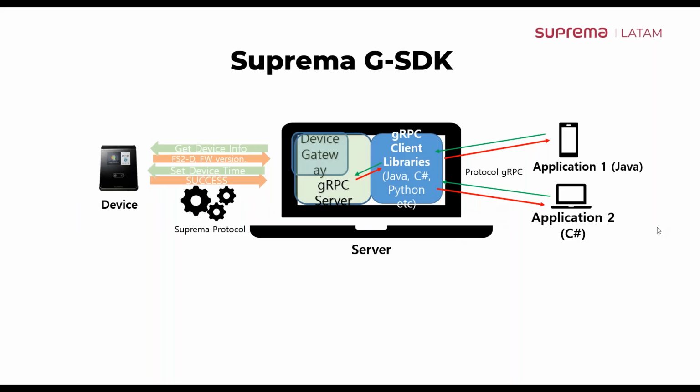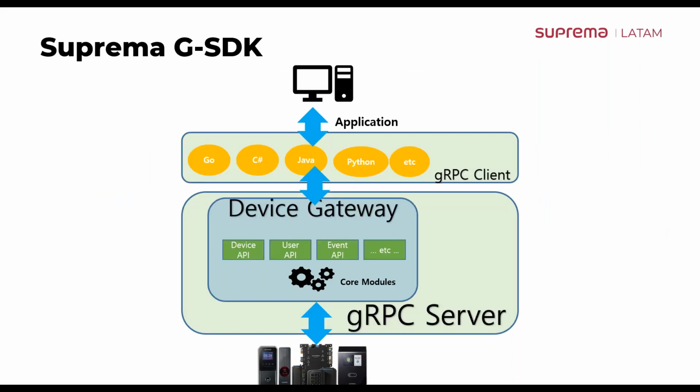Okay. Now, if we speak about the Suprema GSDK, what we are going to find here is a very different kind of topology to work with, in which we will see the gRPC protocol, specifically, that will allow us to have a language-agnostic implementation. So how do we work with this? The first thing is that we will have a gRPC client, which will interface with our application through any of these languages: Go, C#, Java, Python, and others, as we will see in the next slides.